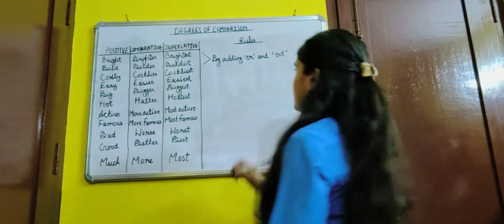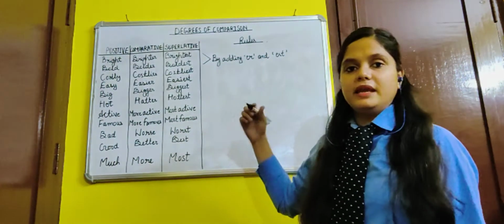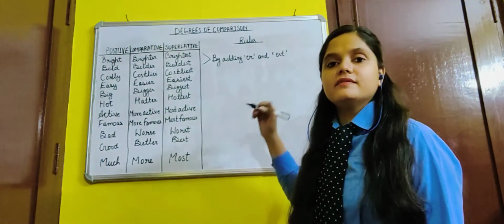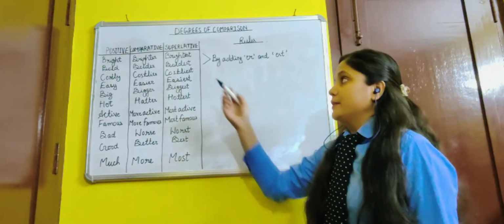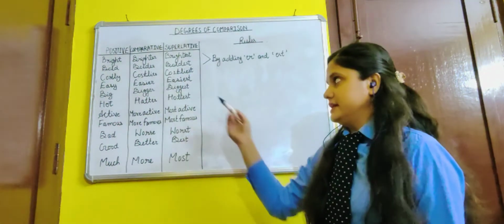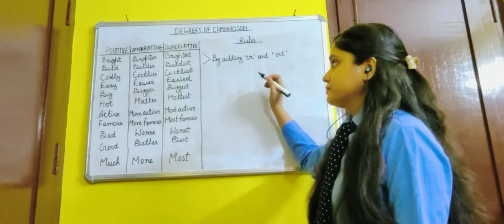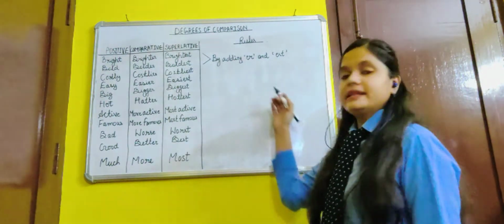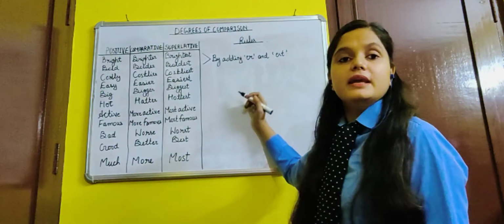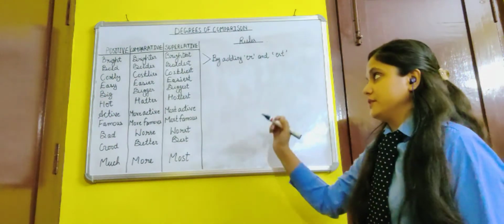ER and EST. By adding ER and EST, we can make comparative and superlative degree respectively. Like bright, brighter, brightest, bold, bolder, boldest, or clever, cleverer, cleverest. In this way, we can make comparative and superlative degree from positive degree.